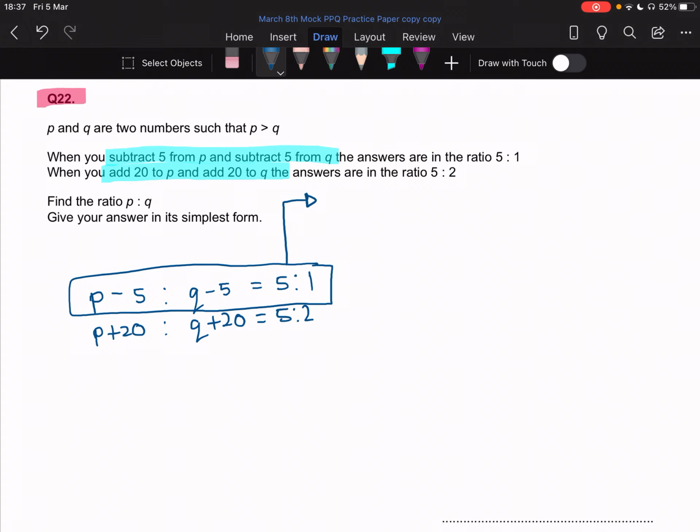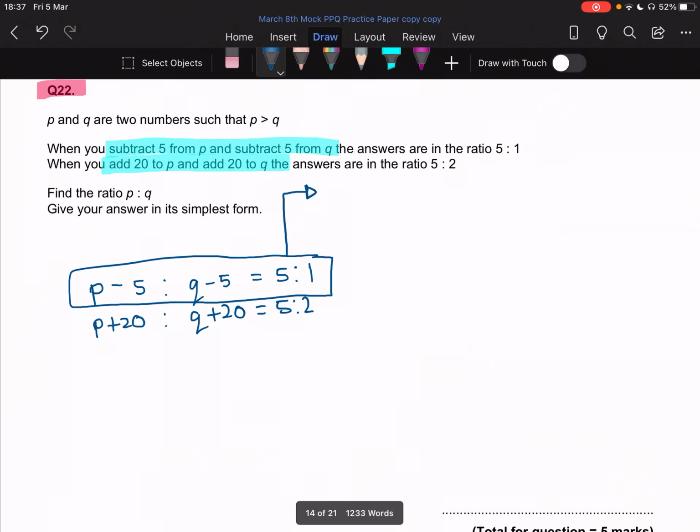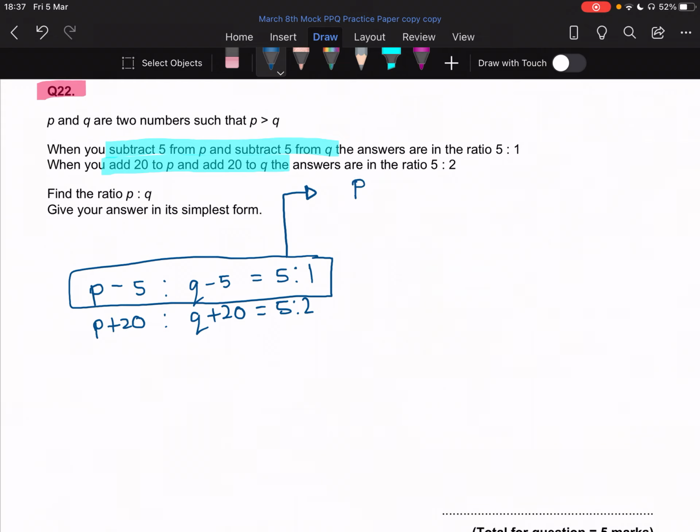equations from that. So from the first one, I'm going to say that the first part of my algebraic ratio, so P minus 5, over the second part of my algebraic ratio, so Q minus 5, is equal to the first part of my numerical ratio over the second part of my numerical ratio. So I've got my first equation. I'm going to do the same thing to the second part of the equation.